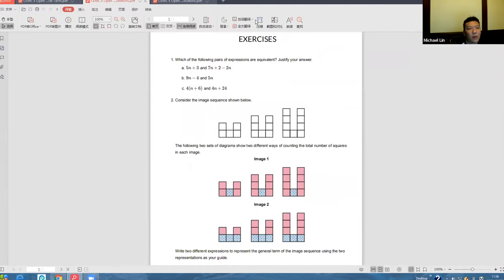Start off with number 1. Which one of these following pairs of expressions are equivalent and justify your answer? So this is just really a practice in grouping like terms. Who can tell me which ones are equivalent? Which ones are the same?